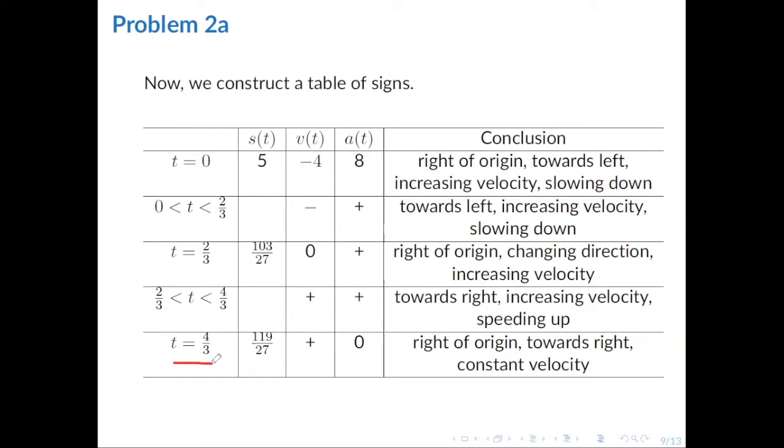Then for t equals 4/3, we have a positive result for s of t, v of t positive, a of t 0. That means it's to the right of the origin, moving to the right because v is positive, and our velocity is constant. It doesn't change. So all throughout, this is positive here. You'll notice that here it's negative. Then when we solve this one, you'll notice it's positive.